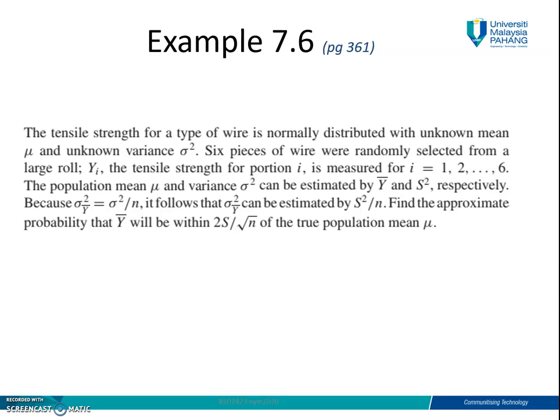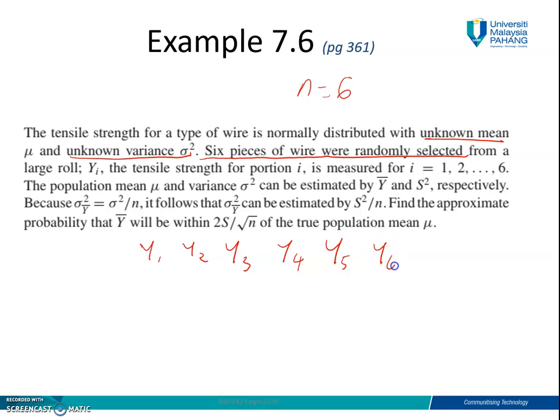The tensile strength for a type of wire is normally distributed with unknown mean and unknown variance. So you can see, unknown mean, unknown variance. You don't know sigma square. 6 pieces of wire were randomly selected, so you know that the sample n is 6, from a large roll. The tensile strength for portion i is measured, for i from 1 until n. That means you have y1, y2, y3, y4, y5, y6, and the population mean and variance can be estimated using y bar and s square.